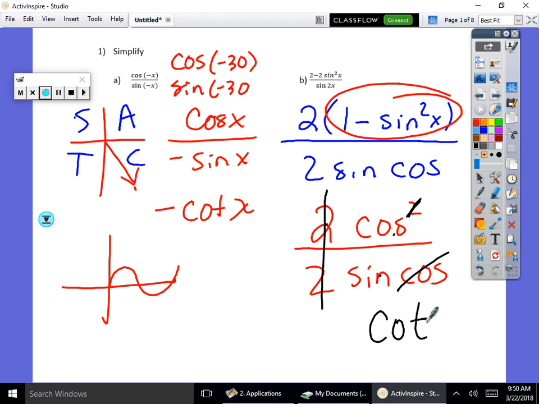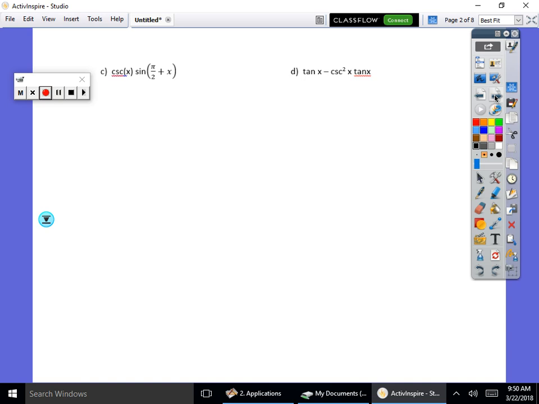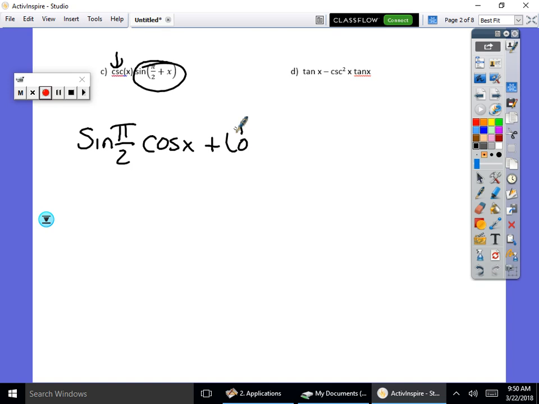Cool? And again, I left off my x, so it was actually cotangent x. I have a habit of dropping the x and the theta. I'm sorry. Good? Questions on that? Okay, so we're on C. Okay, you have to remember that this is the sum formula. Whenever there's parentheses with addition or whatever, you need to expand it out. So I'm going to ignore this for right now. I'm going to leave that alone. So I'm going to have the sine of pi over 2 cosine x plus cosine pi over 2 sine x.